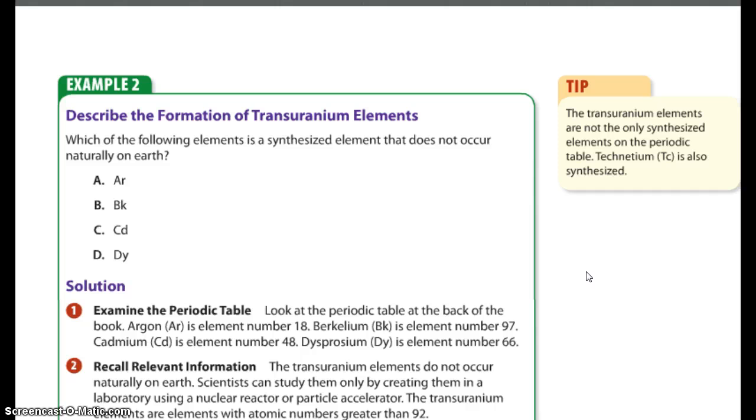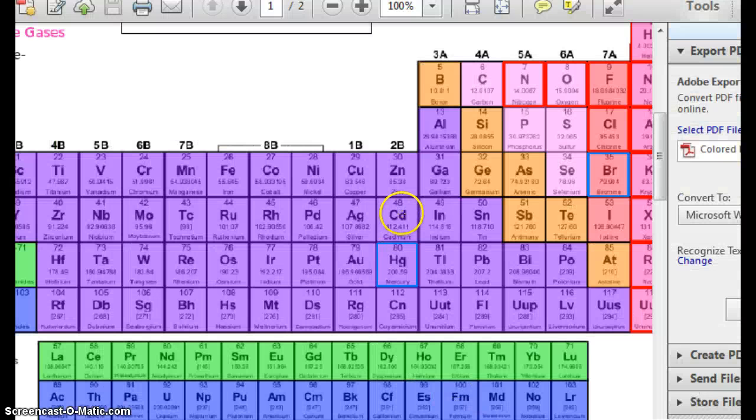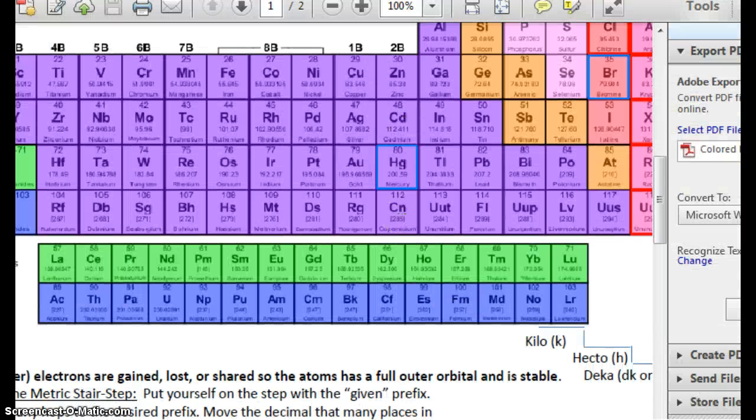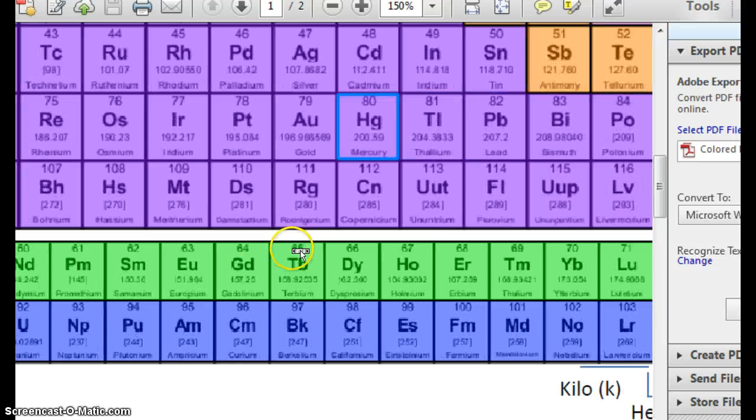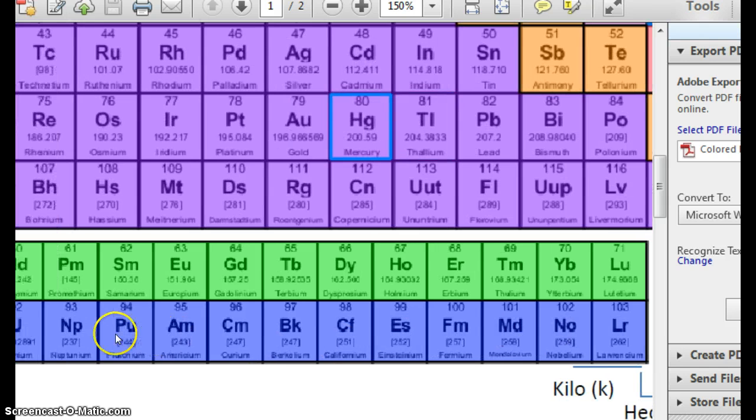Describe the formation of transuranium elements. Which of the following elements is a synthesized element? So synthesized means made, that does not occur naturally on Earth. All right, so can you tell me which ones in general would be the answer to this question? It would be all the ones that are beyond uranium. So these would be man-made, from neptunium all the way down here to number 103.